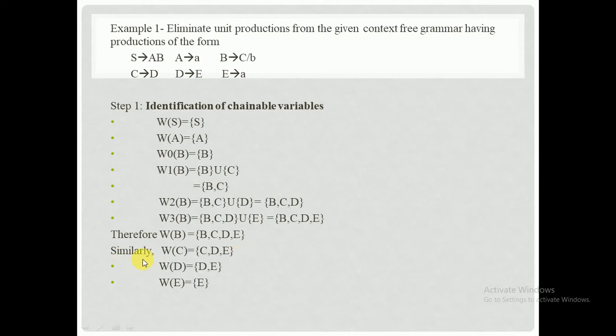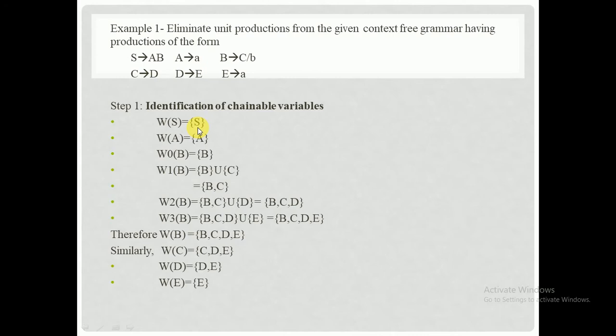Next, similarly for W of C. C is making a chain with D and D is making a chain with E. Similarly for D. D is making a chain with E, but E is not making a chain with any other variable. That is the reason only E is included in W of E. Remember one thing, students, you will have to include that variable itself whether it is making a chain or not. S is not making a chain, that is the reason I have included only S. That is, you need to write the original variable. I hope you understand step number 1.